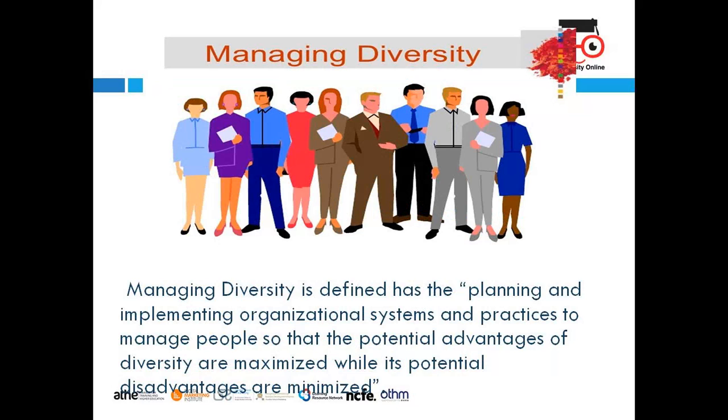Managing diversity is defined as planning and implementing organizational systems and practices to manage people so that the potential advantages of diversity are maximized, while its potential disadvantages are minimized.